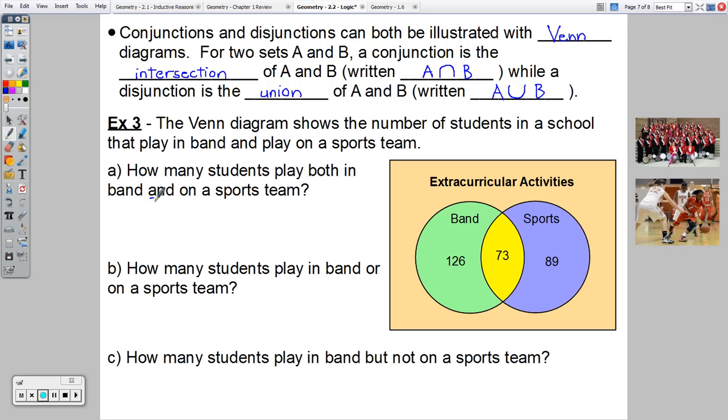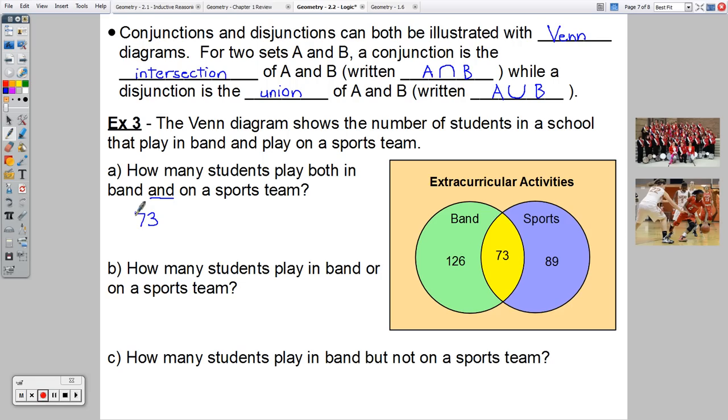So this and this, where do they intersect? That's right here. That's this number right here. So these are students in the yellow that play both in band and on a sports team. These students would just be in band, these students would just be in sports, and these students are on both.